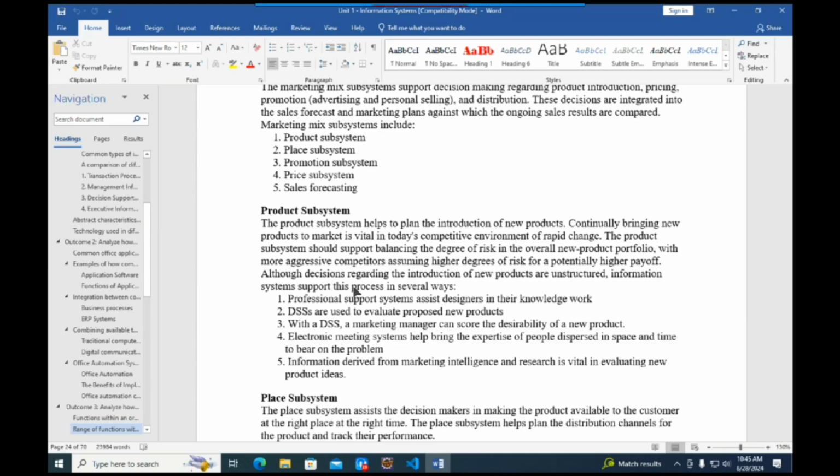Then with a decision support system, a marketing manager can score the desirability of a new product using the system. Then we have electronic meeting systems that help bring the expertise of people dispersed in space and even time to bear on the problem. Number 5, we have information that is derived from marketing intelligence and research that is vital, especially in evaluating new product ideas.